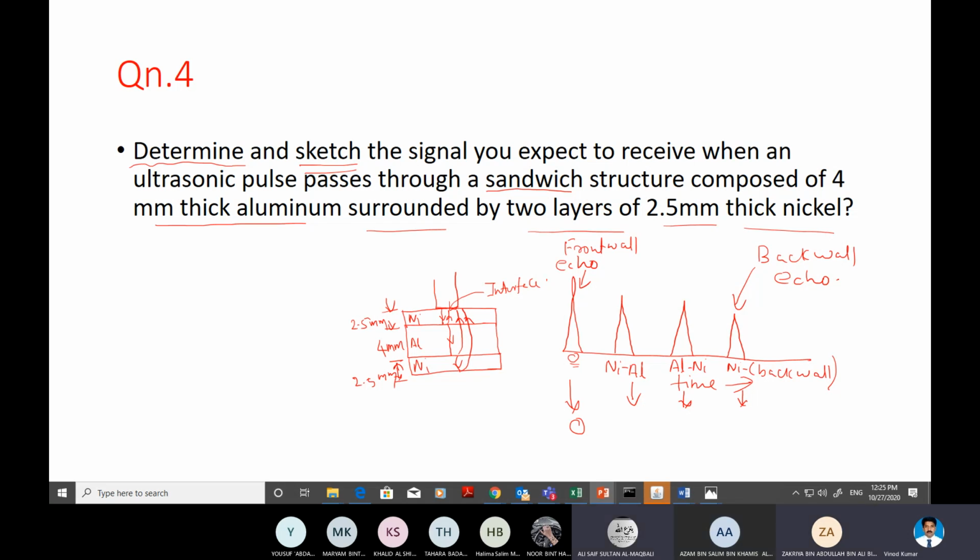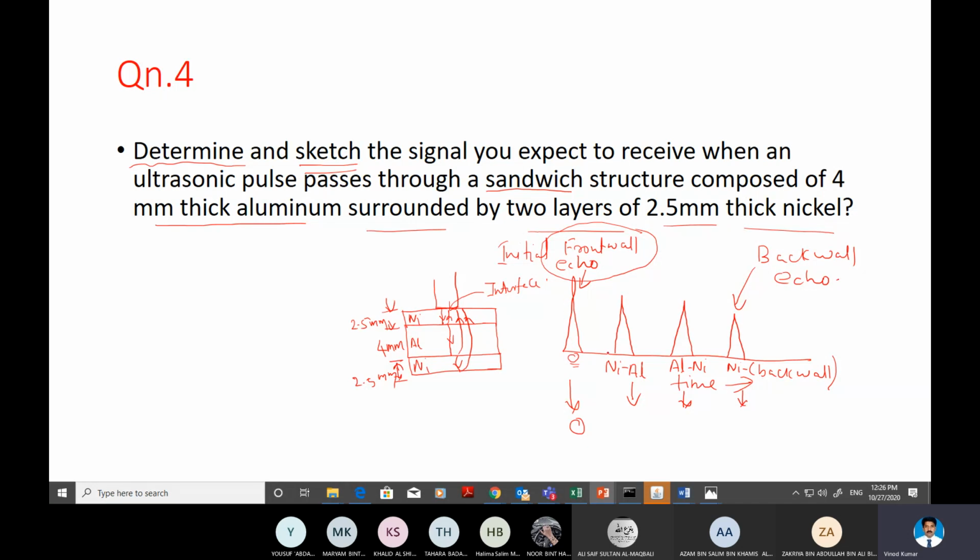The first signal will be from the front wall to the border of nickel, the first layer of nickel. Whenever you use it, there will be some reflection from the top surface itself. We call it the front wall echo. From the top surface of any material tested using the ultrasonic pulse echo inspection method, the first echo we call the initial echo. This will come from the front wall or top surface of the material. That is the first echo.